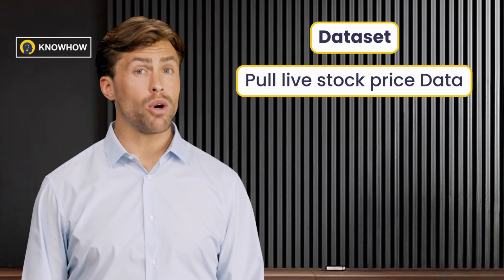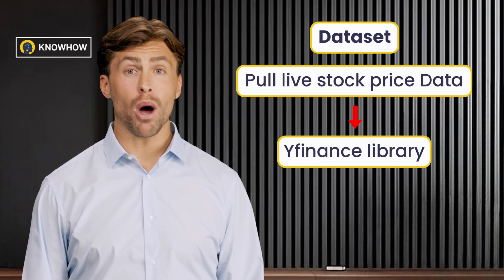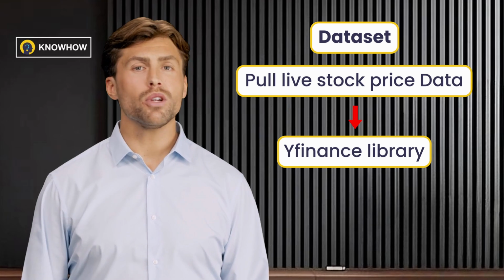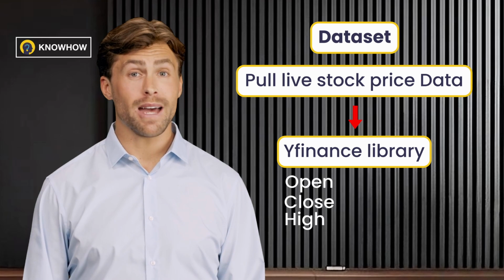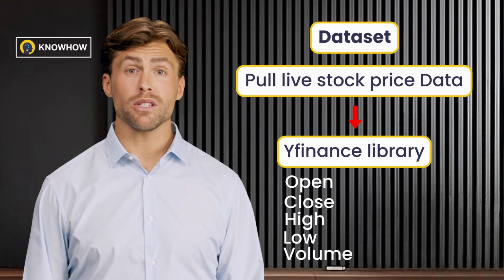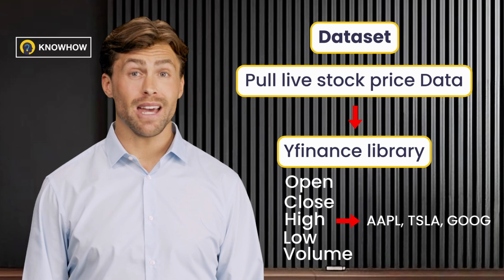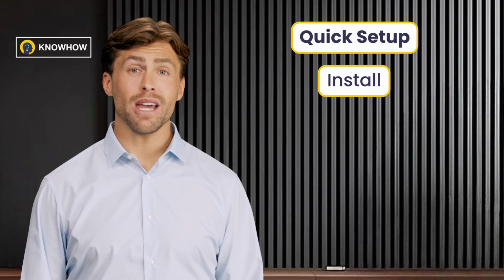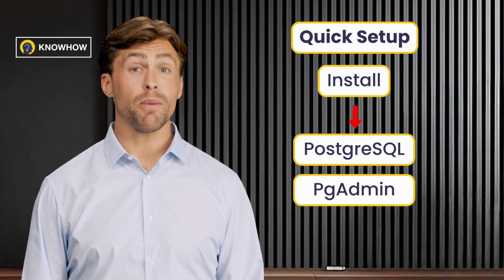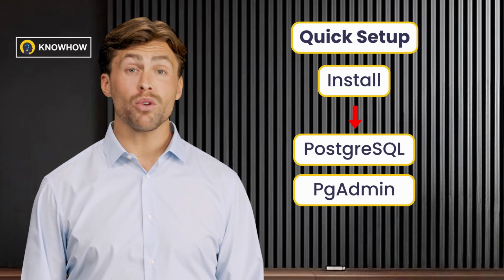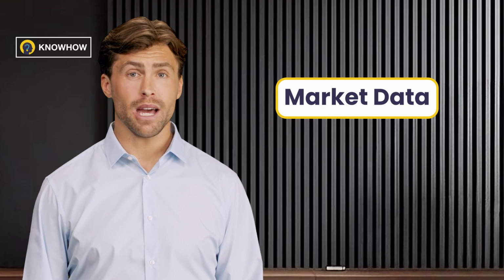Dataset. We will pull live stock price data using the yFinance library. This includes open, close, high, low, volume for stocks like AAPL, TSLA, Google. Quick setup. Install PostgreSQL and PGAdmin if you haven't already. Create a database called Market Data. We will write a Python script to fetch data from Yahoo Finance and insert it into our database. Next, let me show you how to set this up step by step on screen.